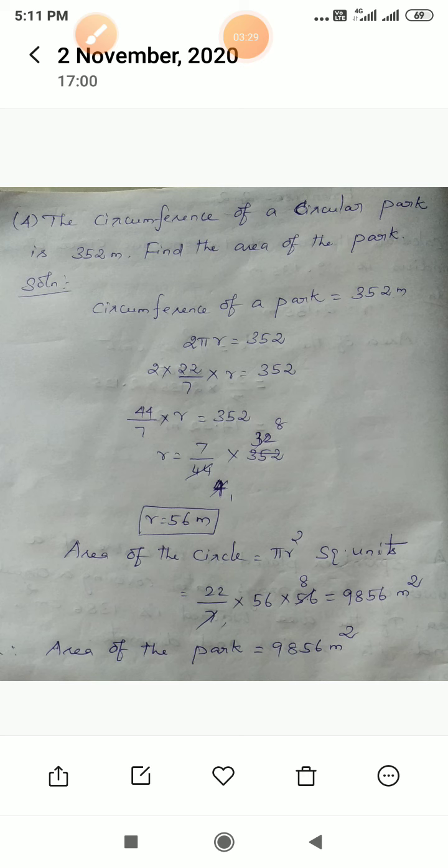The area of the circle is equal to pi r square units. So we have to find the area of the circle. We need radius. So take r is equal to 56 meter and pi equal to 22 by 7, into 56 into 56. 7 ones are 7, 8 sevens are 56. Now multiply 22, 56 and 8. We get the answer 9856 meter square. This is the area of the park.